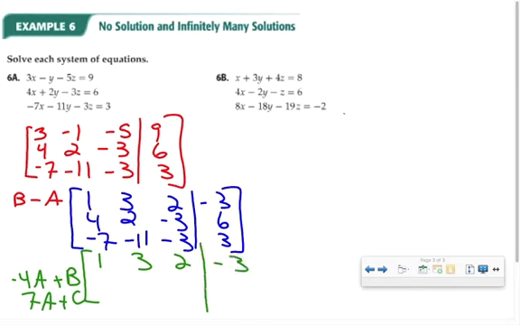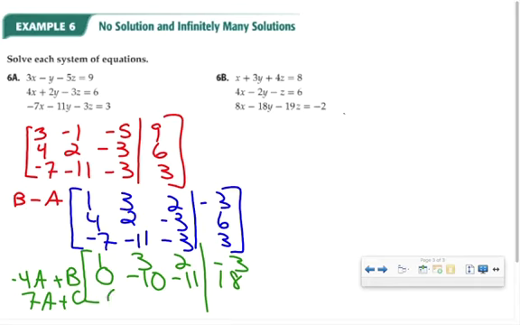1 times negative 4 is negative 4. Negative 4 plus 4 is 0. Negative 4 times 3 is negative 12. Negative 12 plus 2 is negative 10. Negative 4 times 2 is negative 8. Negative 8 and negative 3 is negative 11. Negative 4 times negative 3 is 12. Plus 6 is 18.